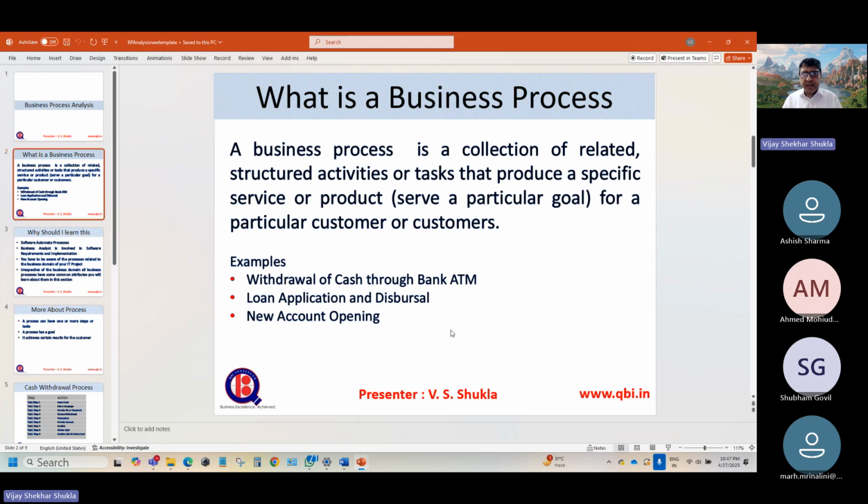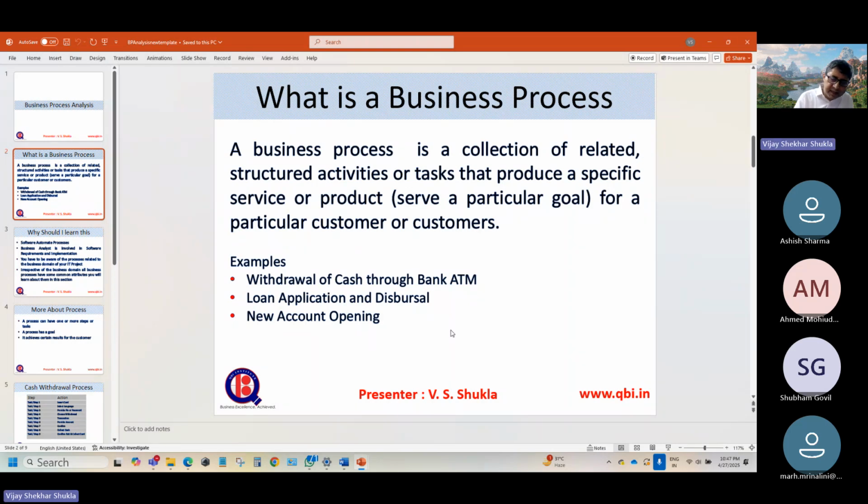So a business process is a collection of related structured activities or tasks that produce a specific service or a product. So in simple words, let us say you go to a bank and you withdraw cash. That is a process. Let's say we are to purchase an insurance policy for our automobile. So we may be providing them some information. They may ask for documents. They may inspect our vehicle also. We have to make the premium payment. So all these steps form a process.